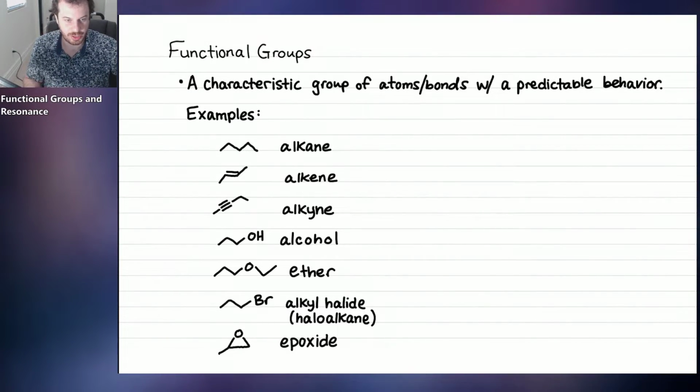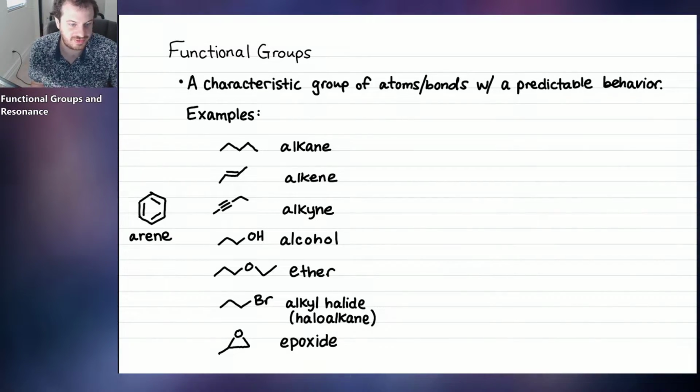I want to put another one up here that's very, very common in organic chemistry. It's this hexagon with the three alternating double bonds. This is called benzene, but a lot of times benzene is incorporated into organic molecules, and so benzene itself becomes a functional group, and as a functional group, we don't call it benzene, we call it arene. So arene is that hexagon with 3 double bonds inside. It's a special type of alkene. That's why I put it over here.